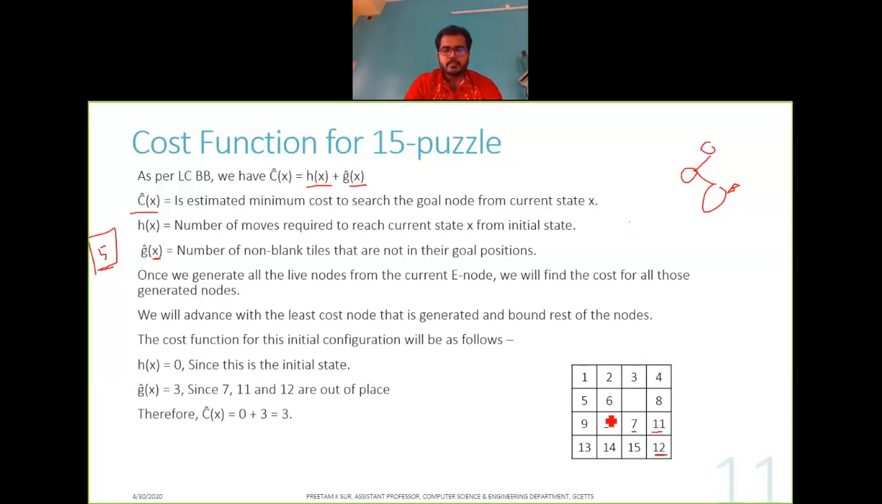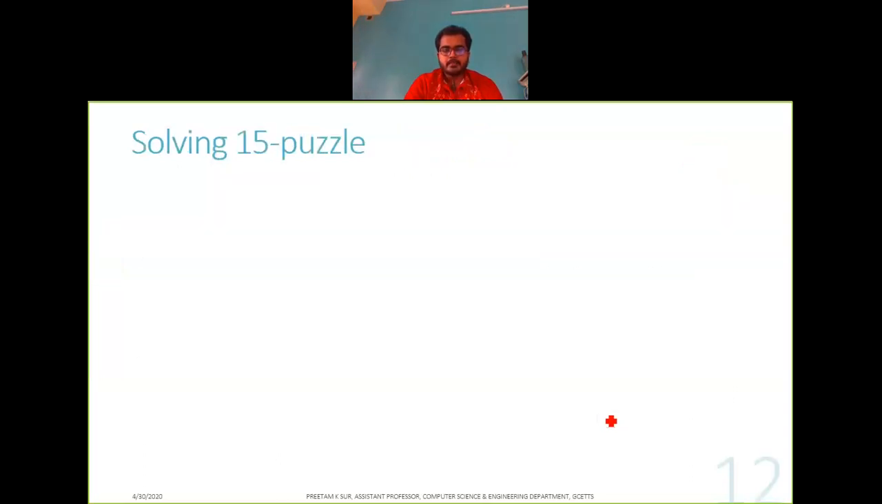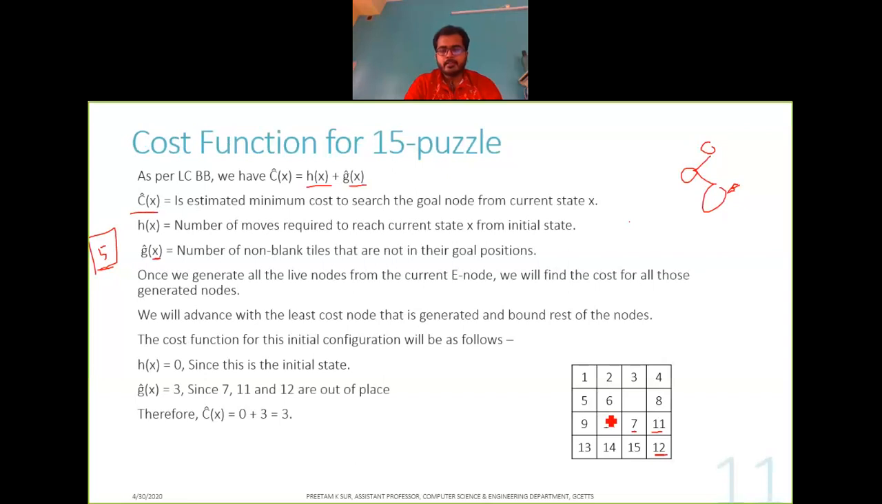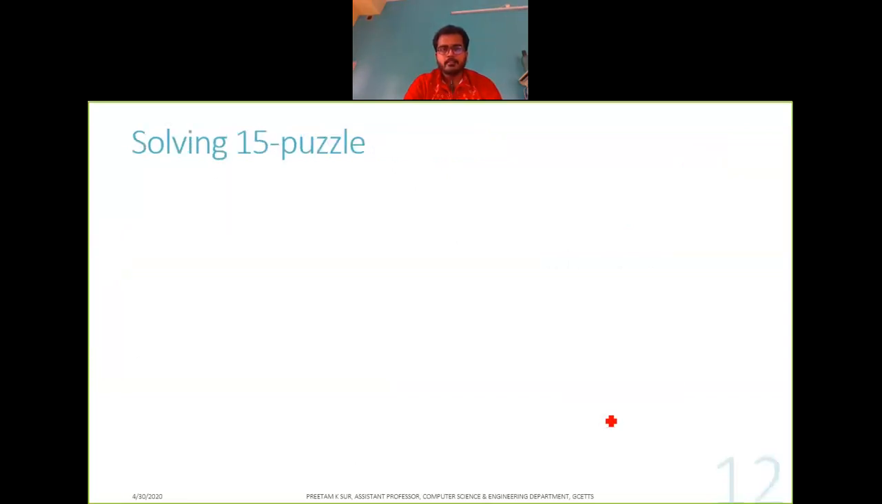The cost is the summation of both the h x and g cap x. So now with this information, we will try to solve this initial state using the least cost branch and bound, okay. So how will we do that? This is our initial state, right? Where we have cost equal to 3. The same table, same state that we have shown in the last slide.